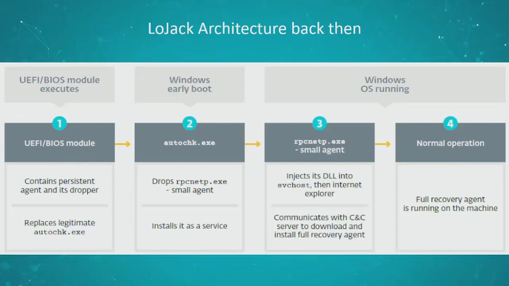Once the service is started in step 3, you have the small agent, and the role of the small agent is to make sure that the full recovery agent is always running on the system. And how it does this is that if it's not there, it has the ability to connect to a distant server, download some code, and then execute it. So you can see right away the vulnerability that could happen if someone could actually control where the agent is connecting itself to.